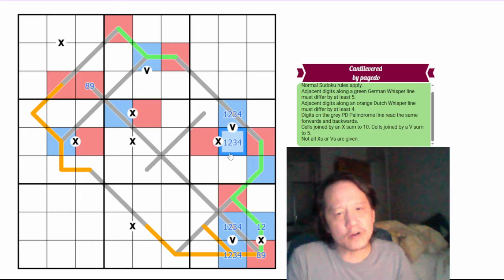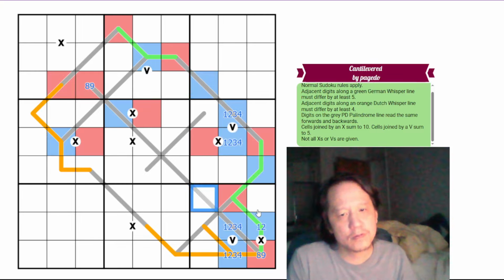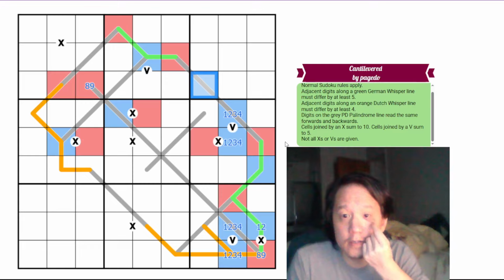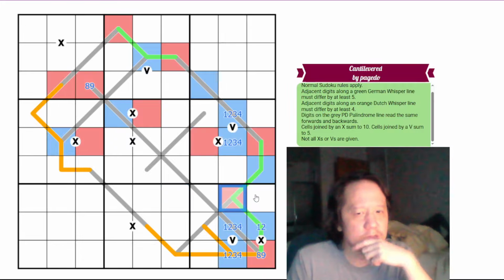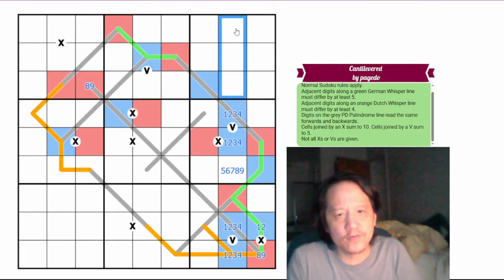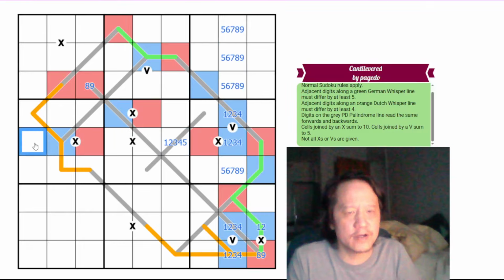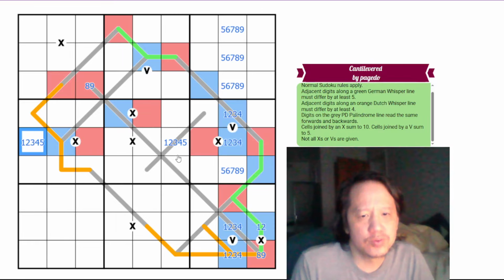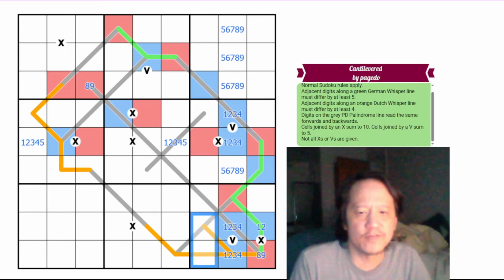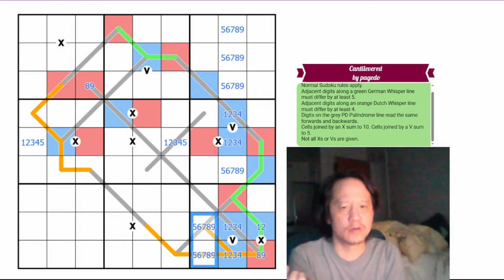1 through 4 here, so this is low also. So this digit is the same as that. This is the same as that. This is 5 through 9. 5 through 9. 1 through 5. 1 through 5. These have to be 5 through 9 because they're next to 1 through 4.